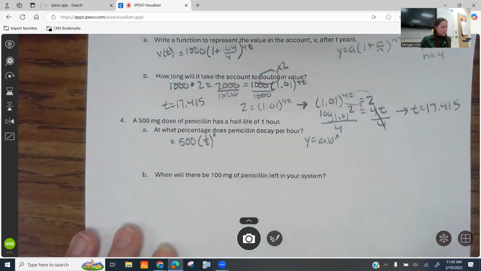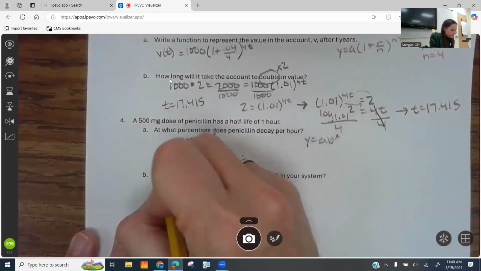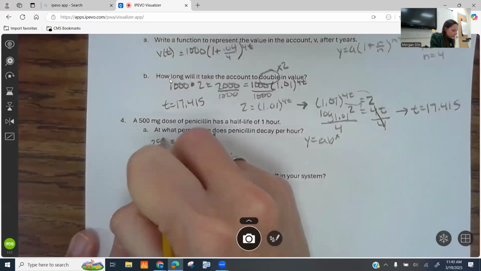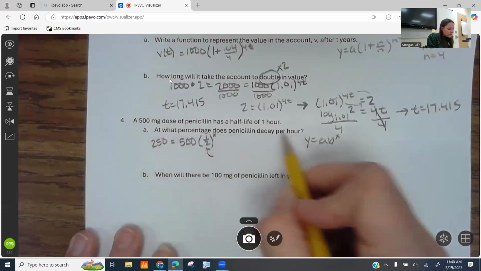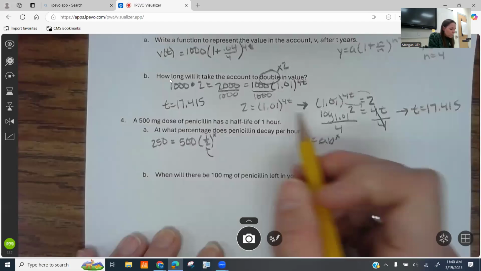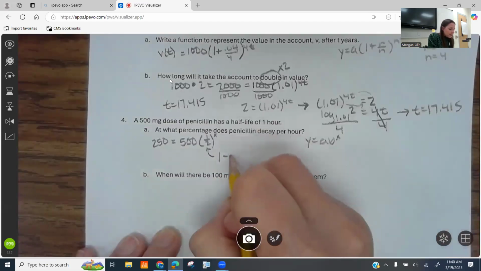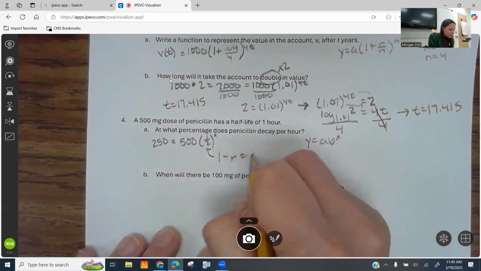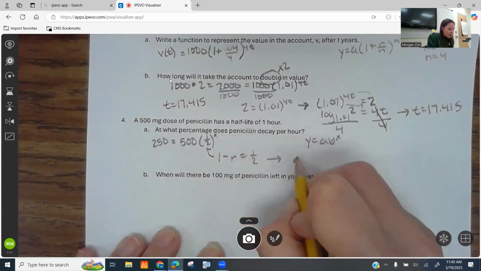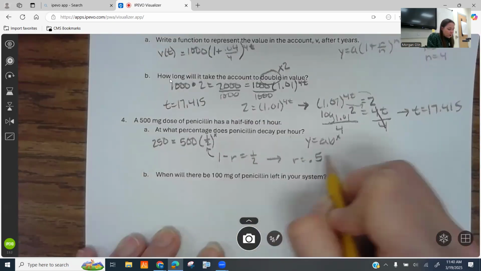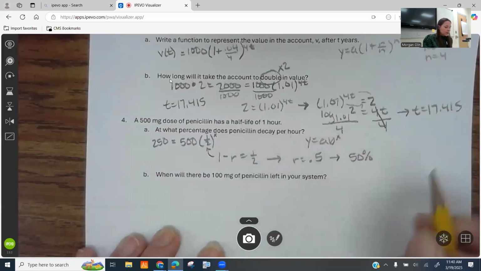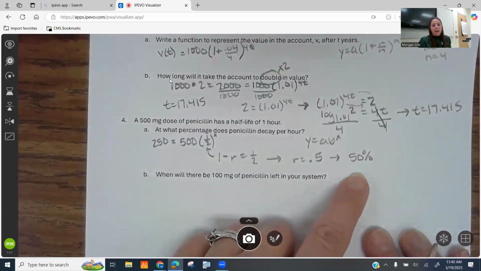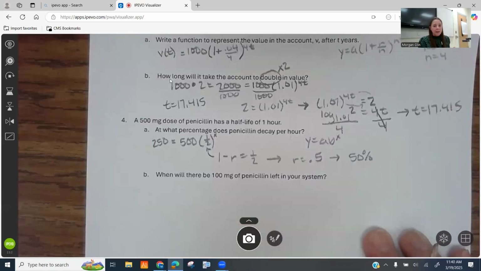All right, so let's think about it for a second. So this is 250. It says, at what percentage does penicillin decay per hour? Well, right here, this would be 1 minus r, and that equals 1/2. When I solve that, I get r to be 1/2 or 0.5. When I change that to a percentage, when I multiply that by 100, 50%. So that's another way to figure out what it's decaying per hour. So if it's half-life, you're decaying 50% per hour.